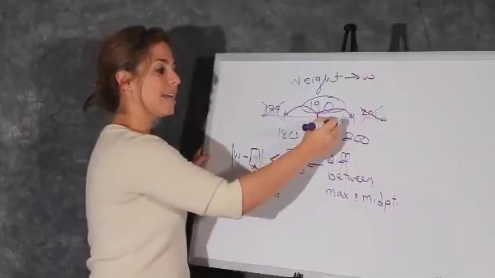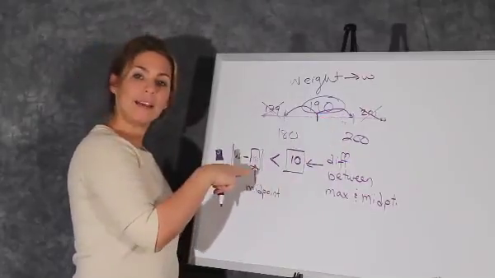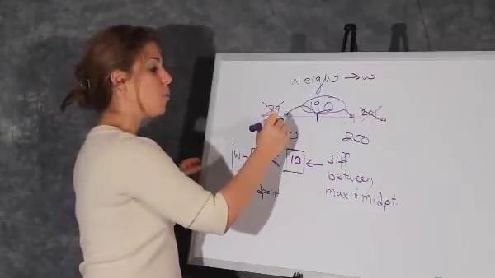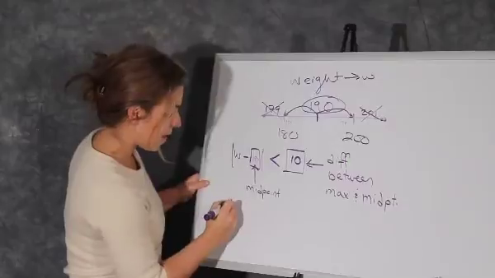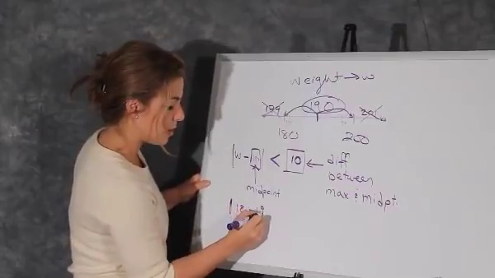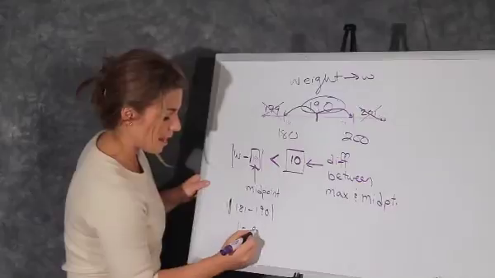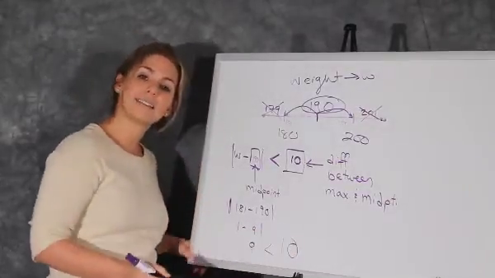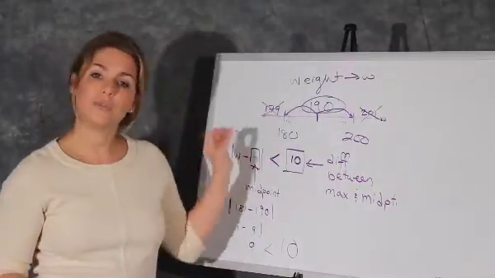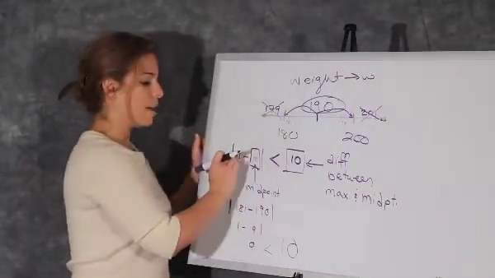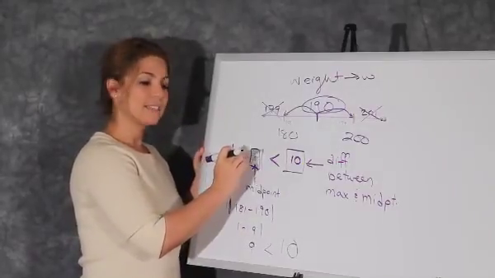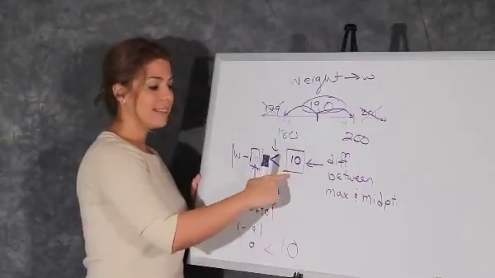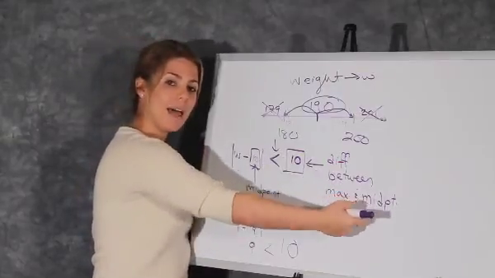So if he was 199, 199 minus 190 is 9, and that is less than 10. If he was 181, the absolute value of 181 minus 190 is the absolute value of -9, which we know is 9, and that, once again, is less than 10. So your equation for your parameter questions, once again, is whatever the variable is minus the midpoint in an absolute value has to be less than the difference between the maximum and the midpoint.